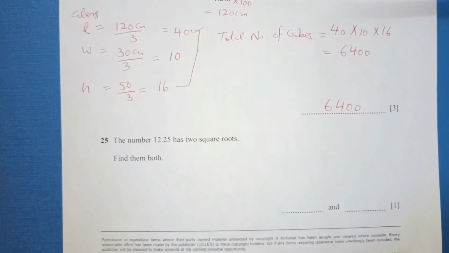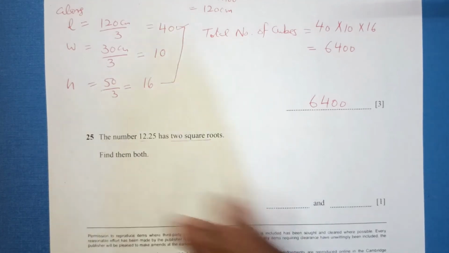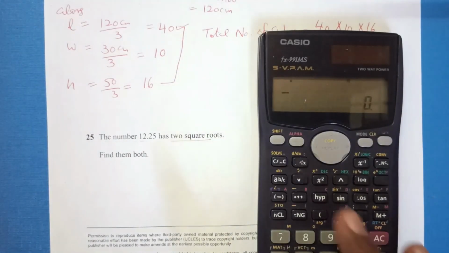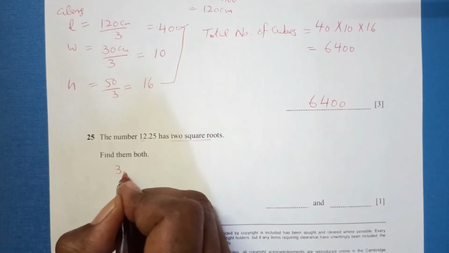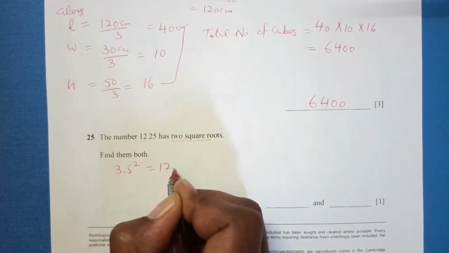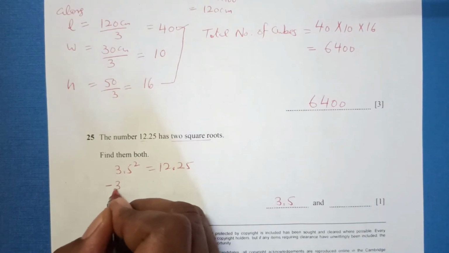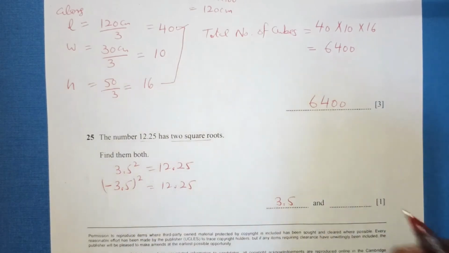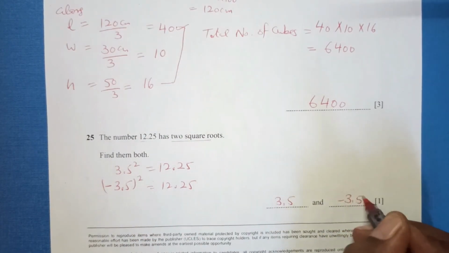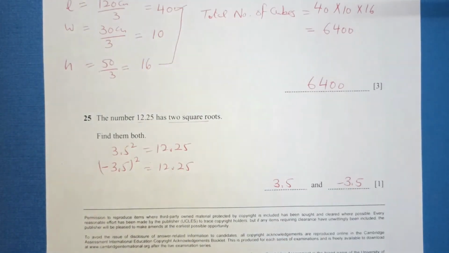Question number 25. The number 12.25 has two square roots. Find both. We can simply find the square root of 12.25, which is 3.5. So 3.5 squared is 12.25. So 3.5 is one answer. Also the negative number, when squared, is also 12.25. So the answer will be negative 3.5. So that's the last question of this paper.